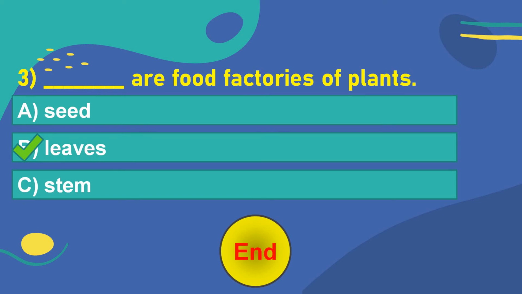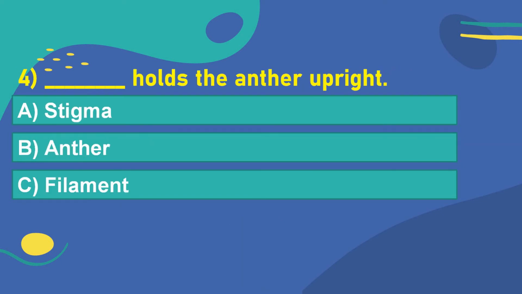The fourth question is, dash holds the anther upright. Option A, stigma. Option B, anther. Option C, filament. Think of the answer. Your time starts now. 5, 4, 3, 2, 1, 0.